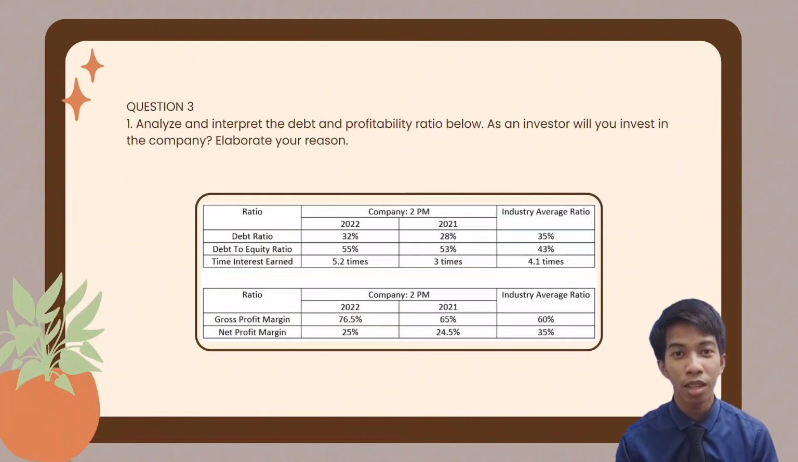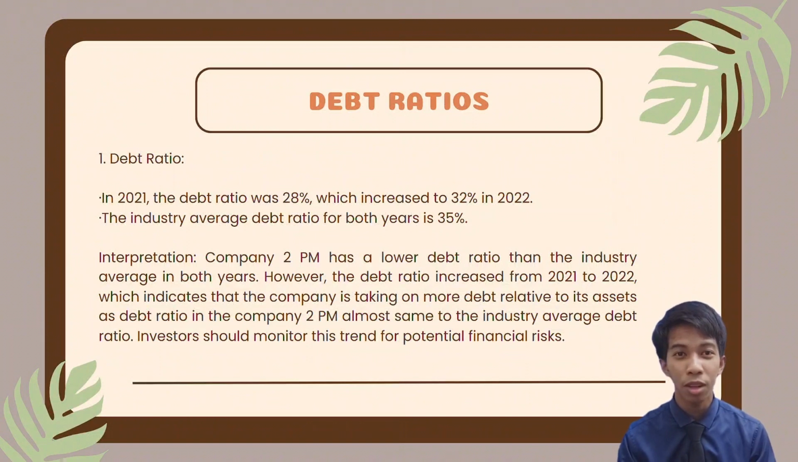MDB22030006. So I will answer question 3, which is to analyze and interpret the debt and profitability ratios below. So let's analyze the company 2PM debt and profitability ratios for 2021 and 2022 and compare them to the industry average. So the first one is debt ratio.